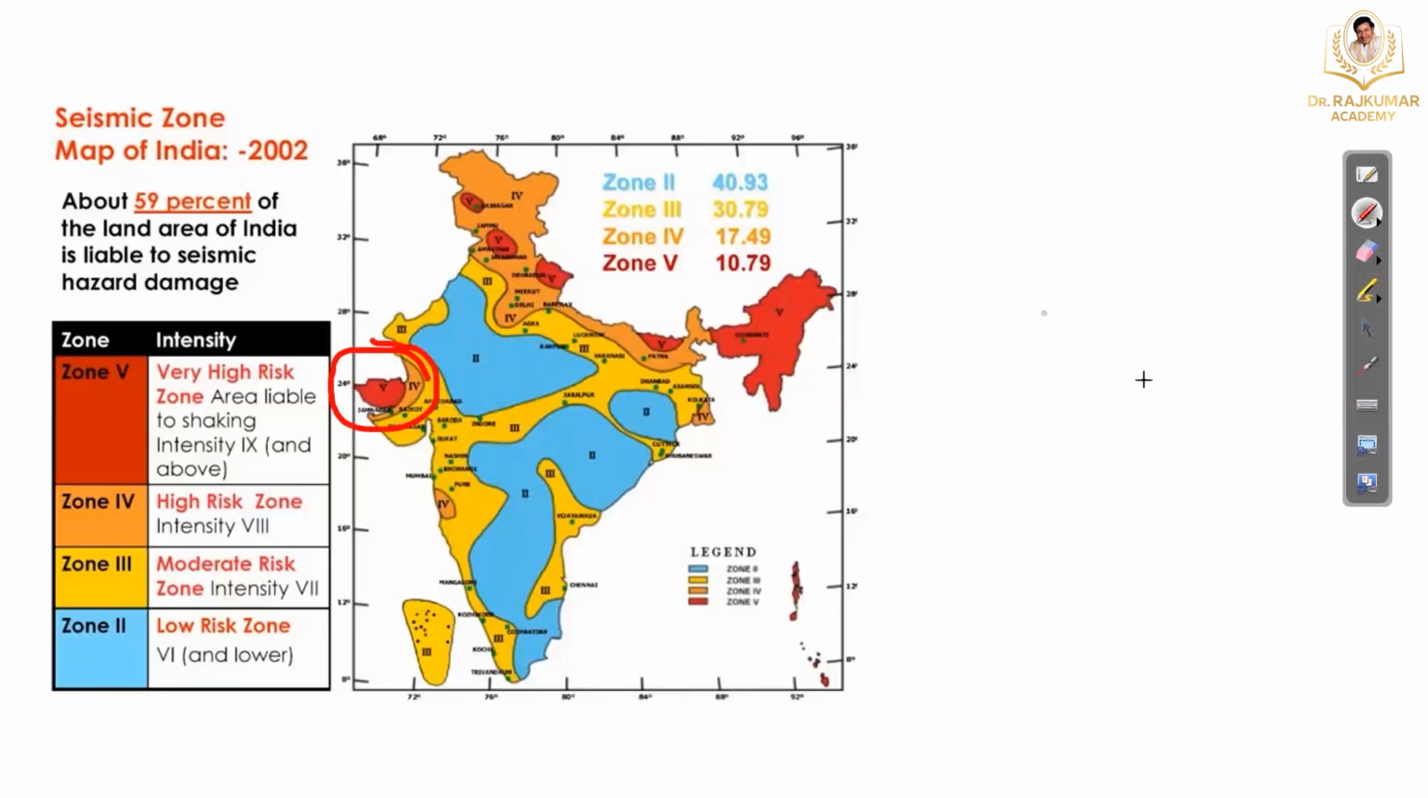Why? Because in 2001 we had this Bhuj earthquake, and in 2002 we included it in the map. That should not be the right way of doing it. Whatever the case, number 1, Kutch Peninsula.